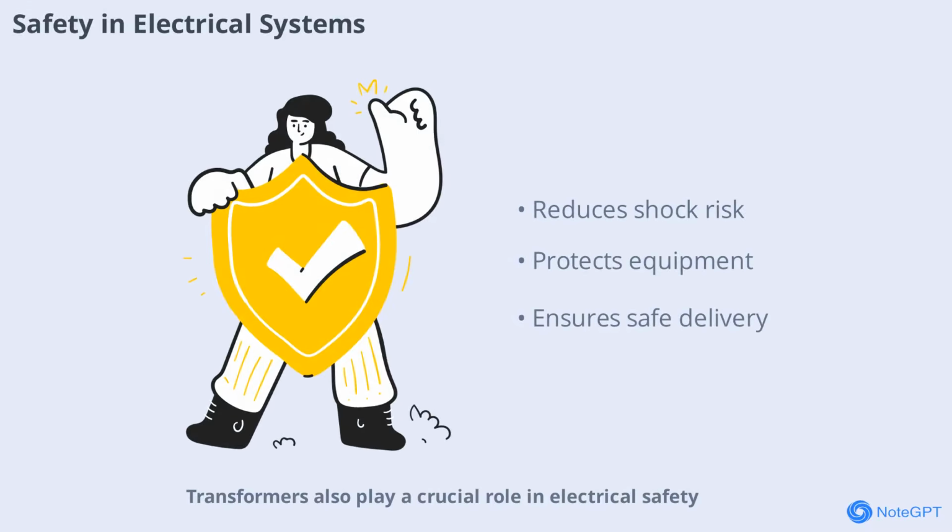Transformers also play a crucial role in electrical safety. By stepping voltage down before electricity enters homes, they reduce the risk of dangerous shocks and equipment damage. Proper grounding and insulation combined with transformer design help keep our electrical systems safe and reliable.